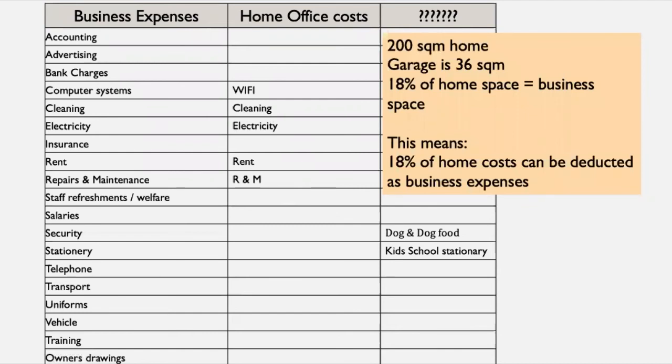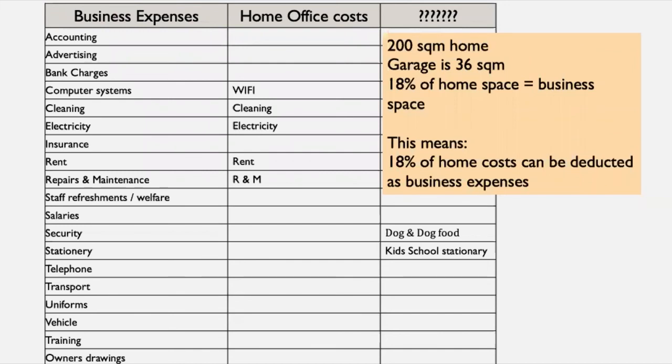strictly speaking, you should calculate the amount of floor space that you use, and then apply that percentage to all the other costs. So say, for example, I've got a 200 square meter home. My garage is 36 square meters. 36 is 18% of my full home. So I run my business out of my garage, okay? 18% of my house's space I'm using for business space. This then means that 18% of my home costs can be deducted as business expenses, okay?